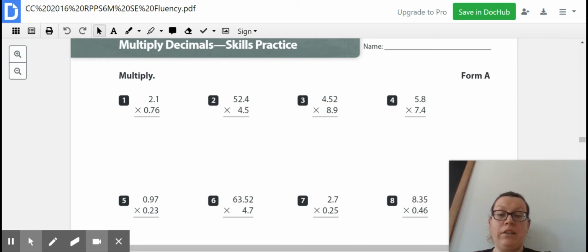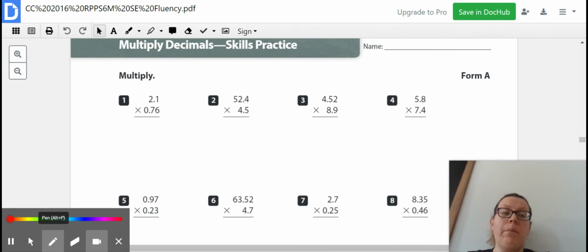Good morning, friends. So today we are going to be talking about multiplying decimals. Now, when we multiply decimals, we have to do two steps. So the first step is to multiply like normal.